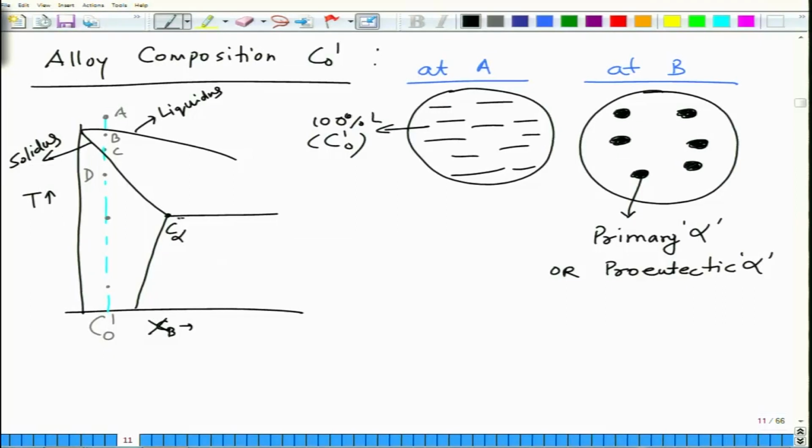So this is C alpha E, all right, and this is C alpha. What was it? C alpha naught. So we just mostly we will call it primary alpha. So we will have primary alpha of composition. So this will be the composition. So let us say this is the composition C alpha B and this is the composition C liquid B. So you will have primary alpha of composition C alpha B and you will have liquid of composition C liquid B and whose fractions can be known by lever rule, all right.